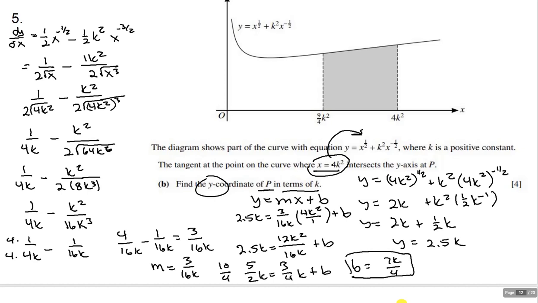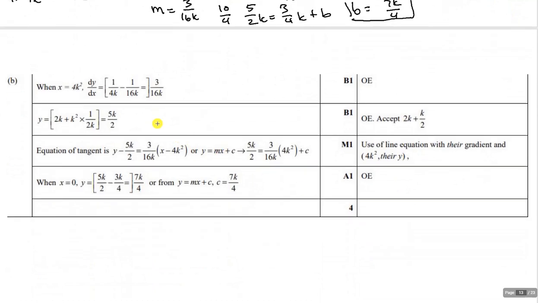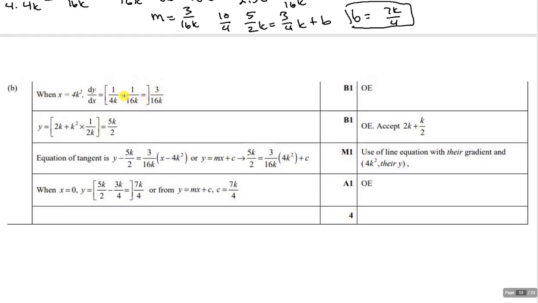Now, I got to tell you, that's rough. That's a rough one. We're still in terms of k. But anyway, there's that. Let's take a look at the rubric. Again, we put this in here. And what are they doing?